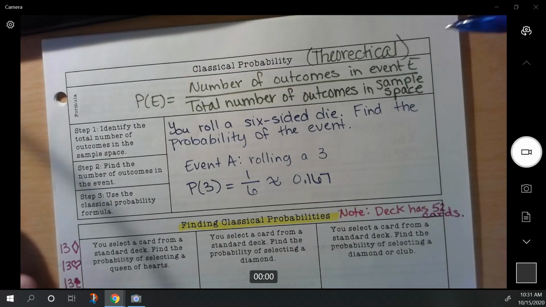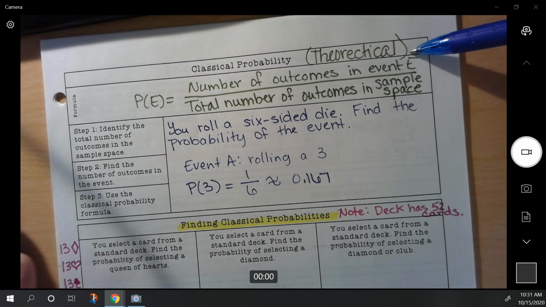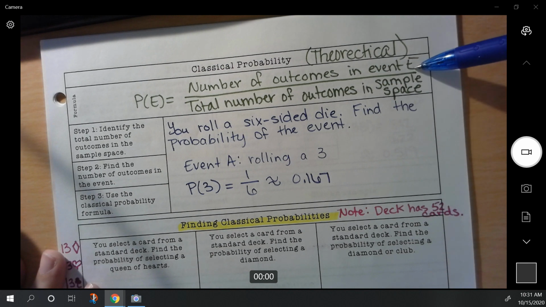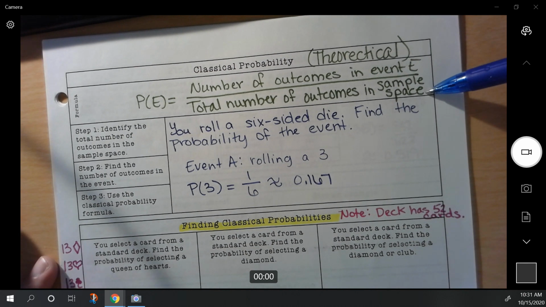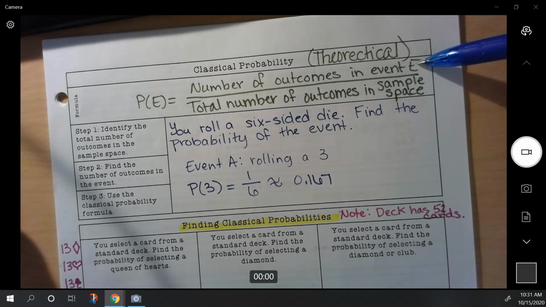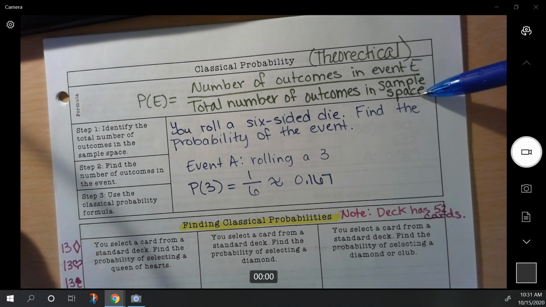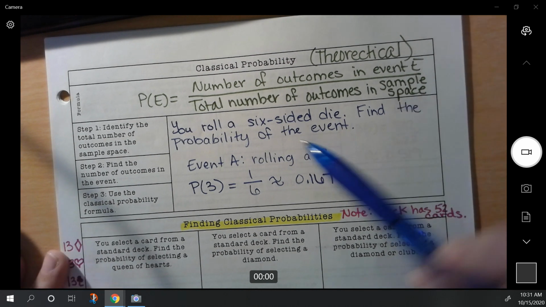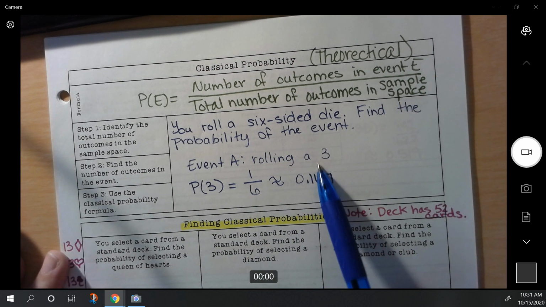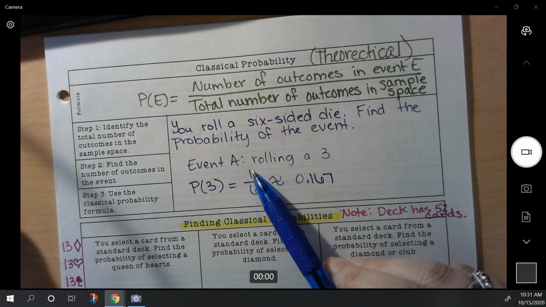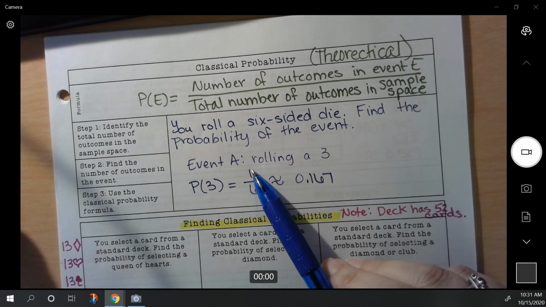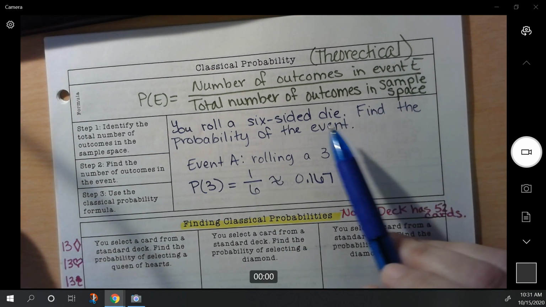Okay, classical probability, which is again theoretical, is found by the number of outcomes in the event divided by the number of outcomes in the sample space. So the things that match what you're looking for over how many possible ways that you could have gotten a response at all. So event A is rolling a 6-sided die and getting a 3. Well, on a 6-sided die, there's only one 3.